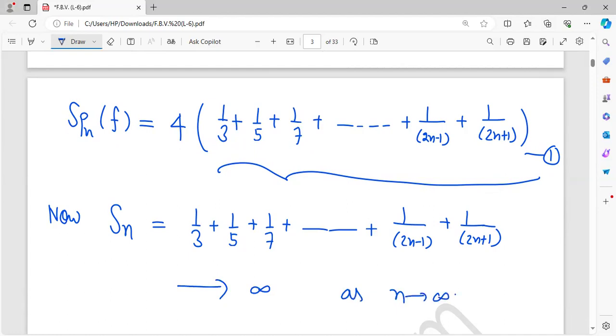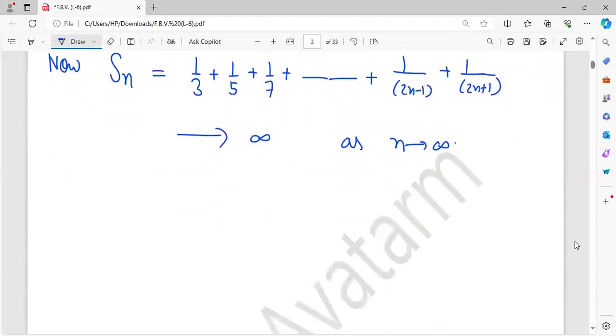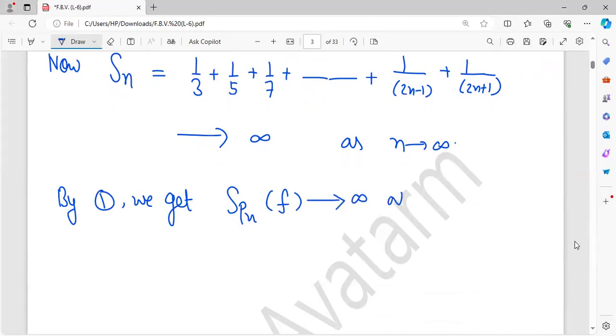So by equation 1, if this tends to infinity as n tends to infinity, we get that S(P_n, f) tends to infinity as n tends to infinity. So this implies the supremum over P belonging to the set of partitions P[a, b].